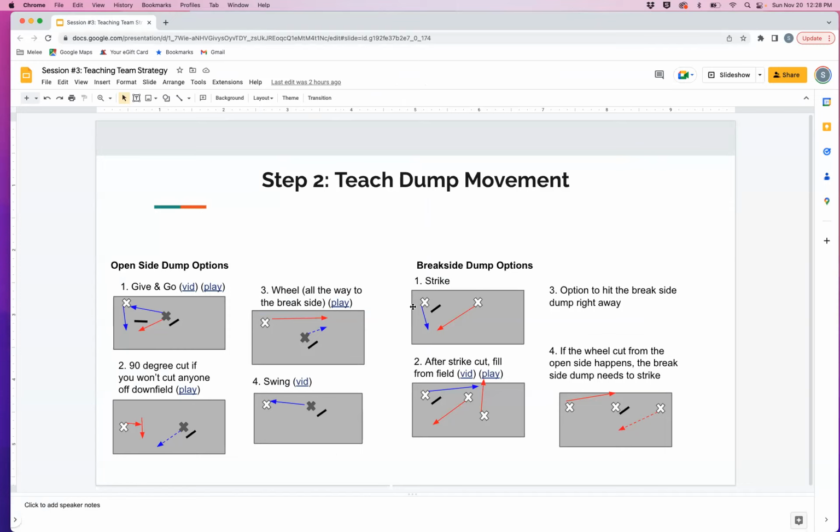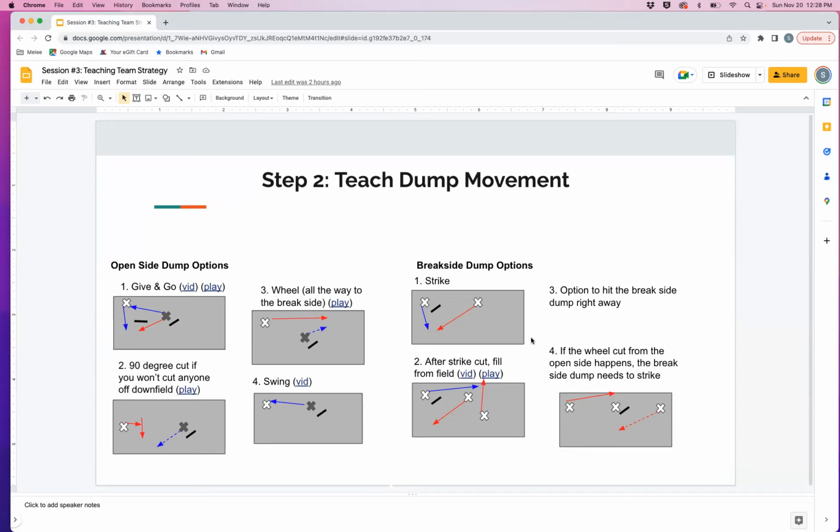I like to break it down into open side and break side, so people can understand there are differences when you're on the break side as a dump versus when you're on the open side. I'll typically teach open side first because it's typically the more complicated one. You have more choices here. Break side is super simple. You can just throw this in after you teach the open side.